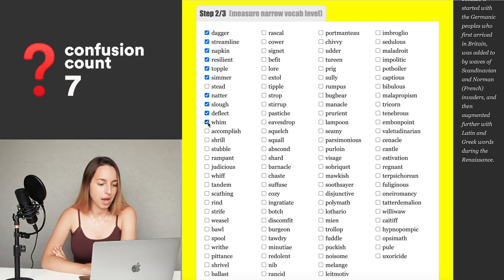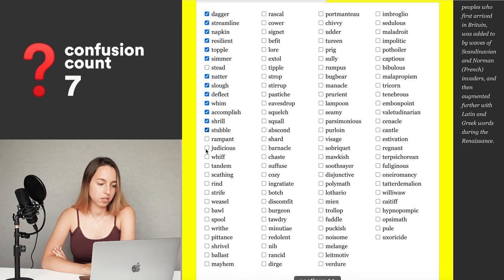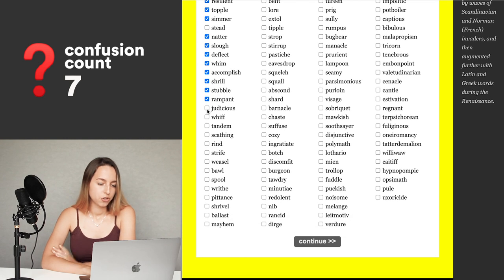Deflect, whim, accomplish, easy, shrill, stubble, rampant, judicious. Does it have to do anything with Jews? Probably not. Okay, with tandem.